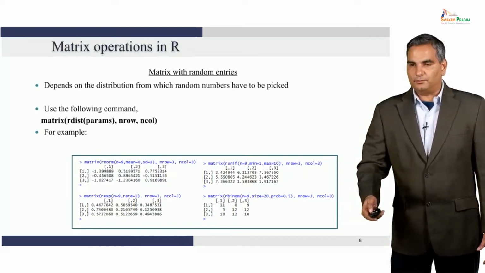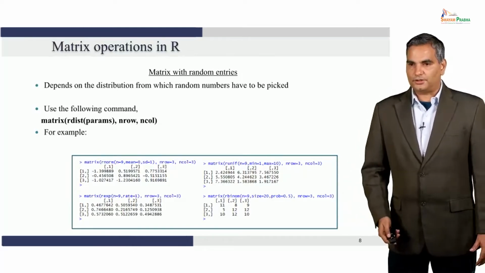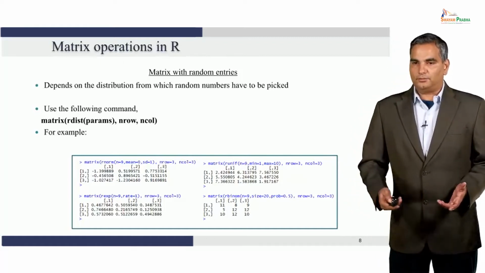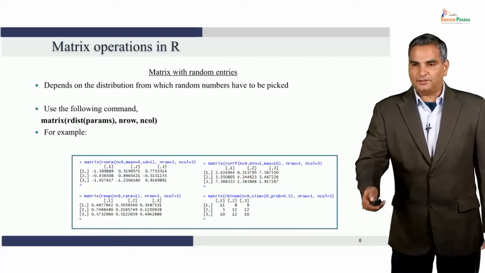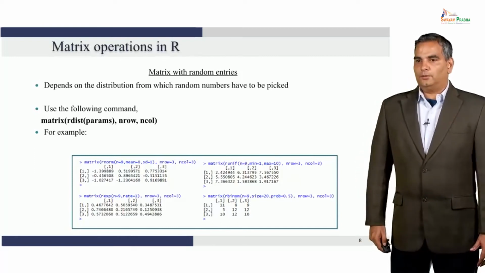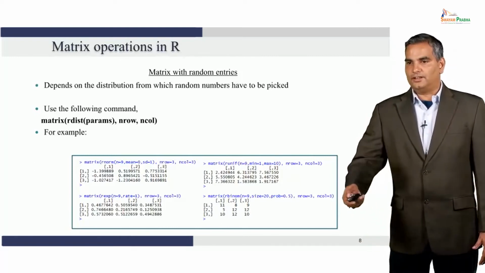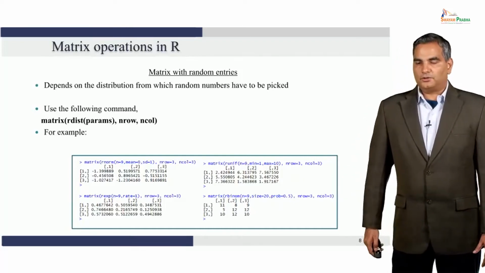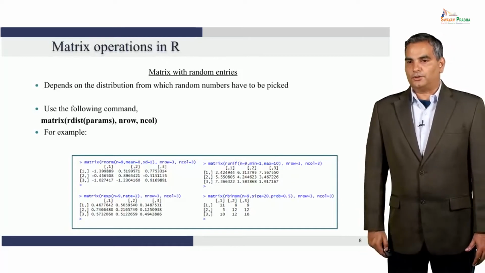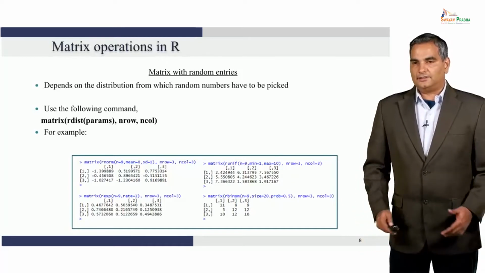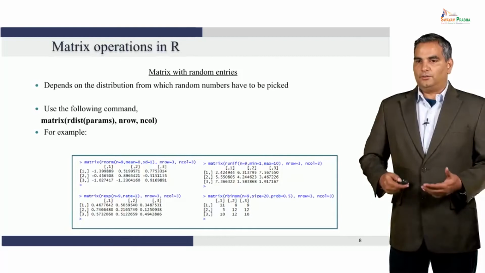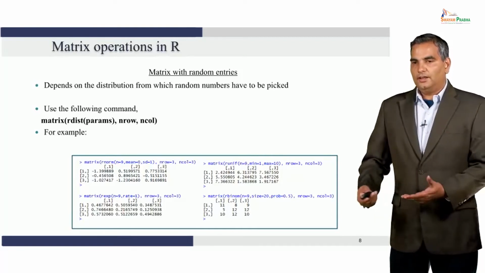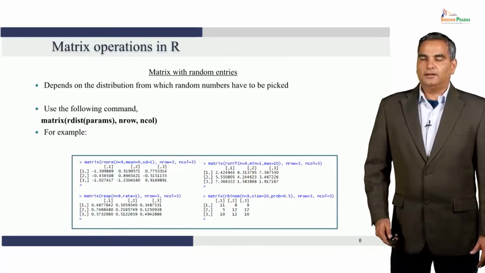The arguments within the bracket give you the parameters of the normal distribution, and what you're asking for is a 3 by 3 matrix to be filled up with random numbers from this distribution with these parameters. Now you could change the distribution. In the next case there is rUniform, or rbinomial for binomial distribution, or rexponential for exponential distribution, and so on. So the syntax is the same, whatever be the distribution. You have to mention the type of distribution, the parameters that go into defining the distribution, and the number of rows and columns that you need the matrix to be.